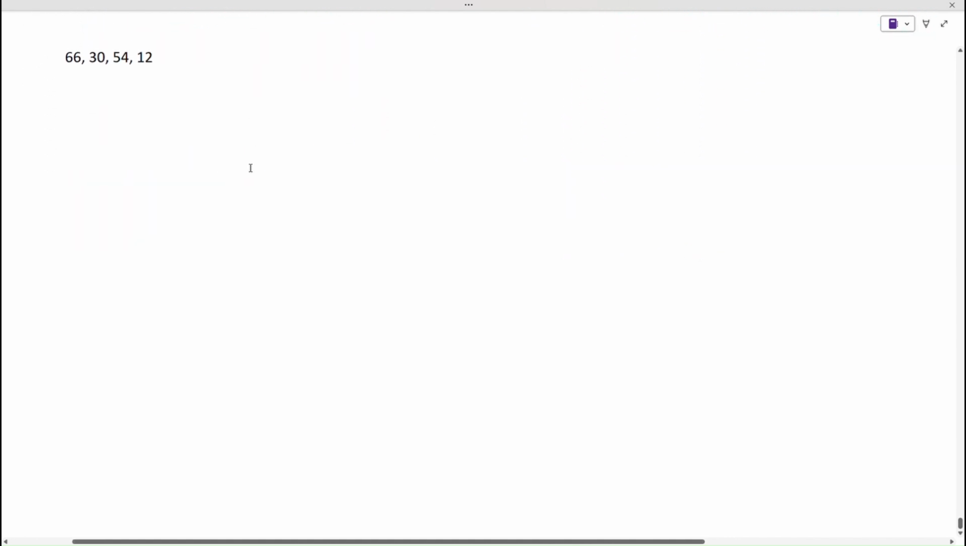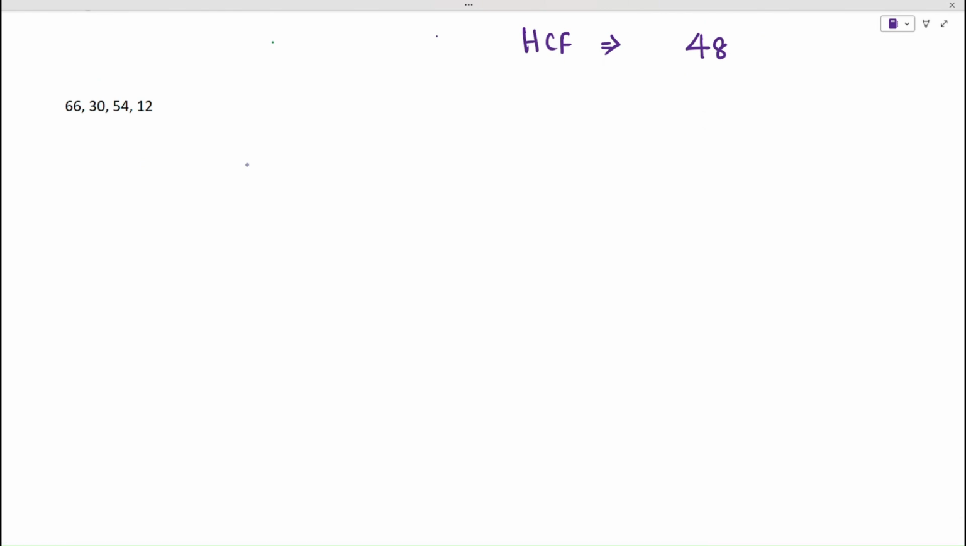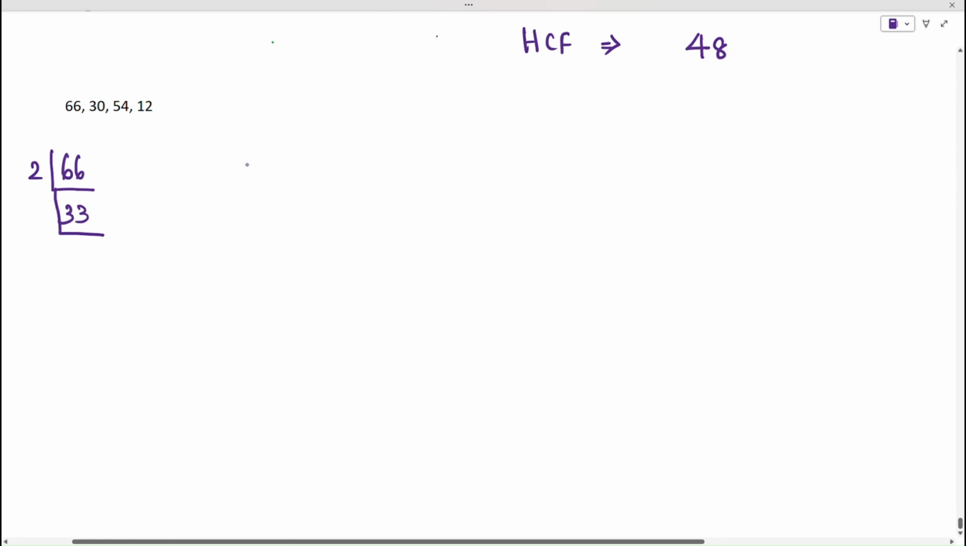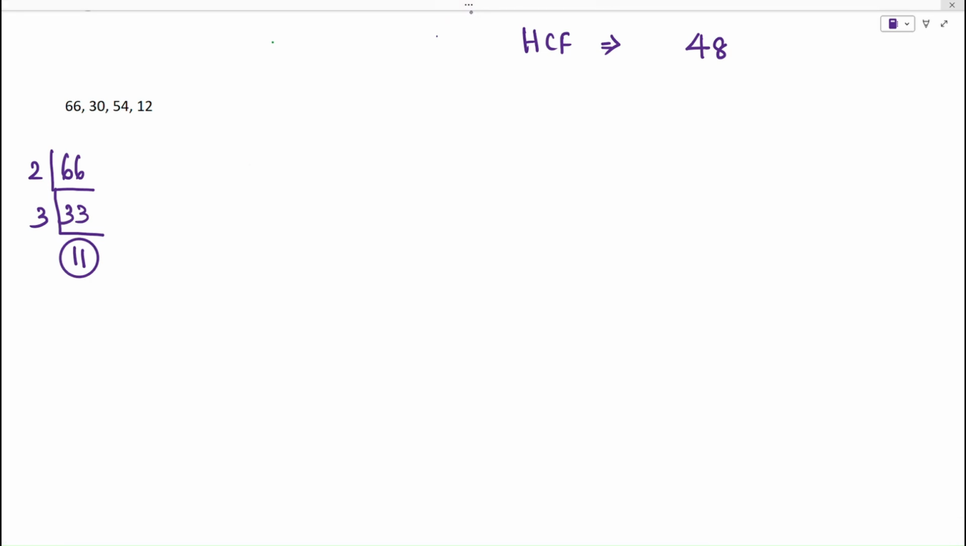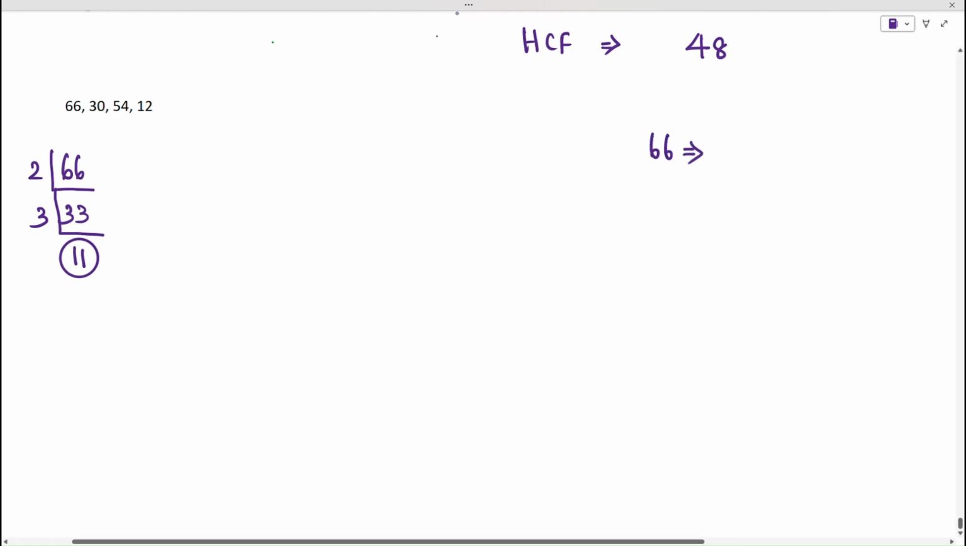Now we have 4 numbers, 66, 30, 54, and 12. So just like we did for the previous questions, we're going to do the same thing here. So 66, we're going to divide it by 2 because it's even. We're left with 33. We know that 33 is a multiple of 3, so we're going to divide it by 3 and we're left with 11. 11 is a prime number, so we're going to stop here and we can write out 66 as a product of its primes. This is 2 times 3 times 11.